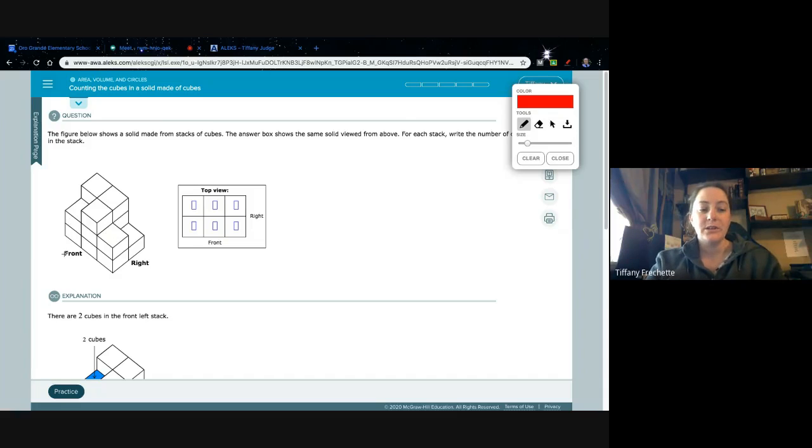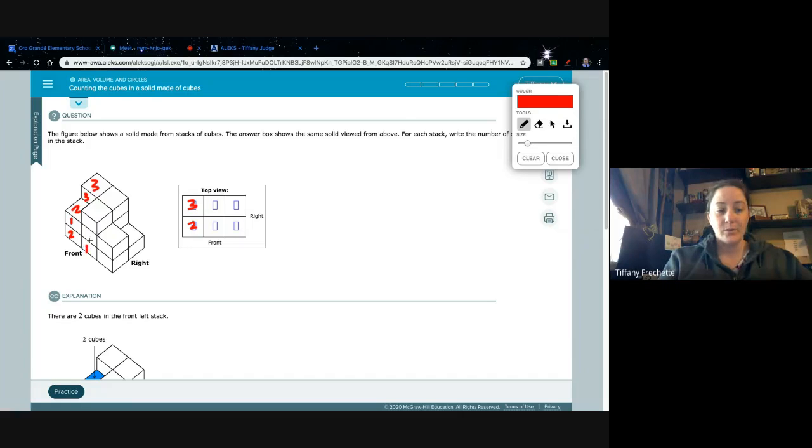So what we're going to do is literally just count how many cubes are in each stack. If we look at this first one here, the first step down, we have 1, 2. So in this stack I have 2, and I'd write the number 2 in there. The stack right behind it, I have 2 because there's the same 2 that are behind these ones, and then I have a third one right here. So I have 3 total. That's all we're doing, just looking at how many cubes are in each stack.